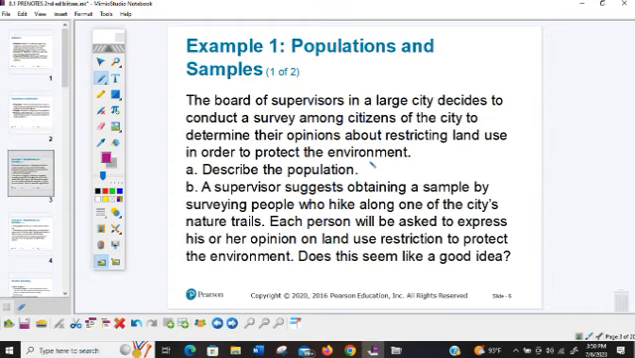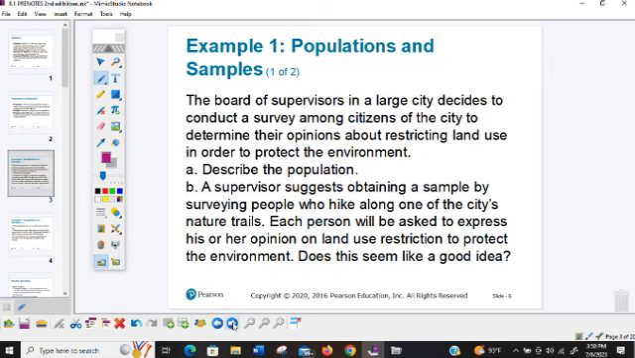So let's look at the difference between populations and samples. It says the Board of Supervisors in a large city decides to conduct a survey among citizens of the city to determine their opinions about restricting land use in order to protect the environment. So part A says describe the population, and B says a supervisor suggests obtaining a sample by surveying people who hike along one of the city's nature trails. Each person will be asked to express his or her opinion on the land use restriction to protect the environment. Does this seem like a good idea?